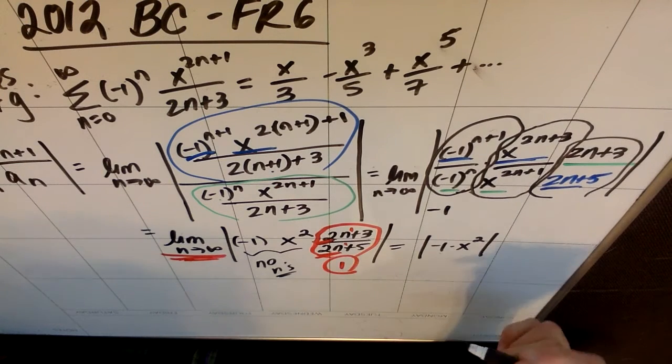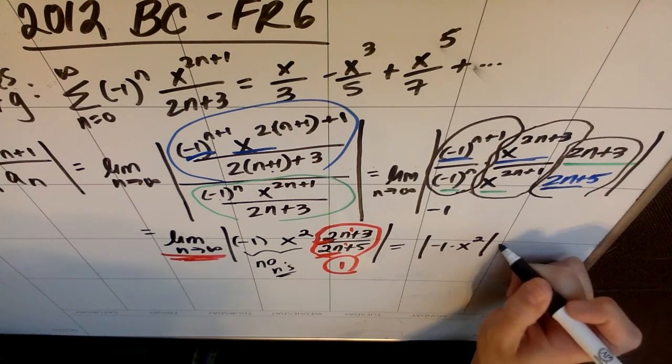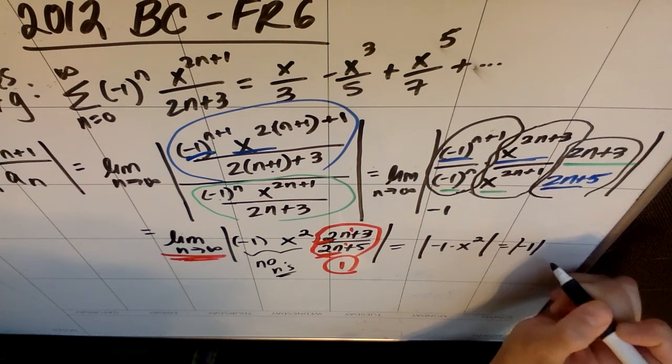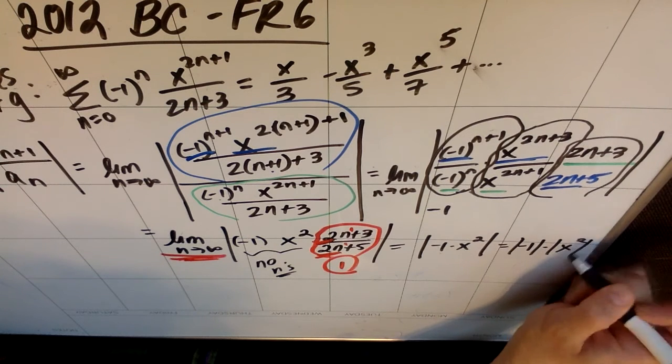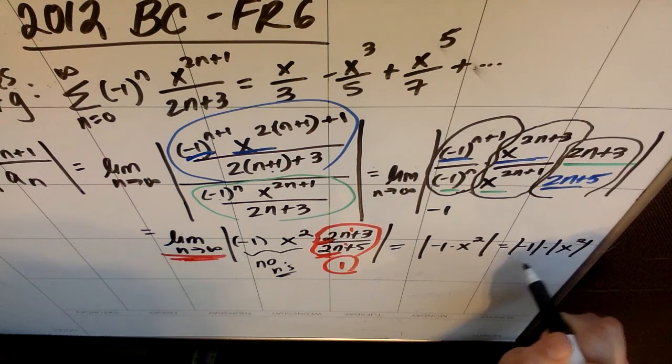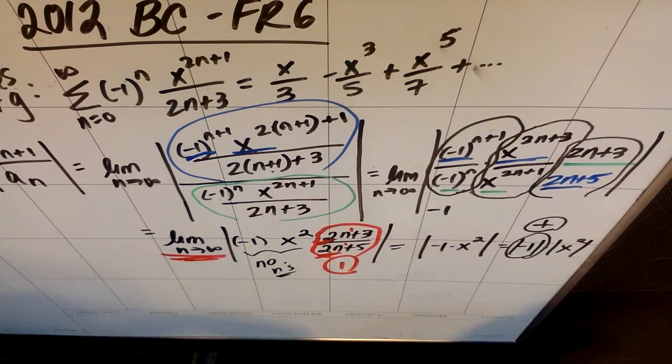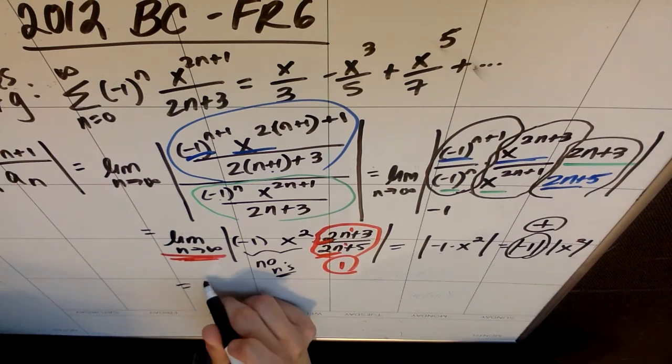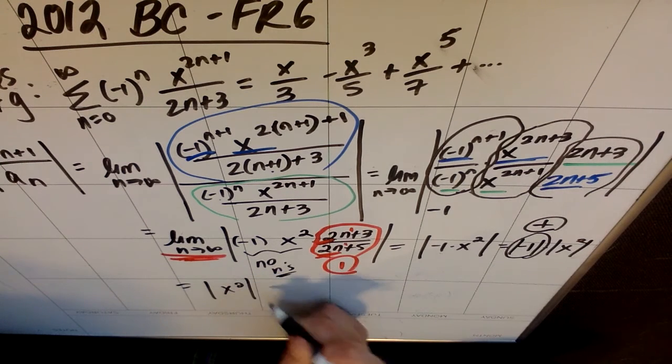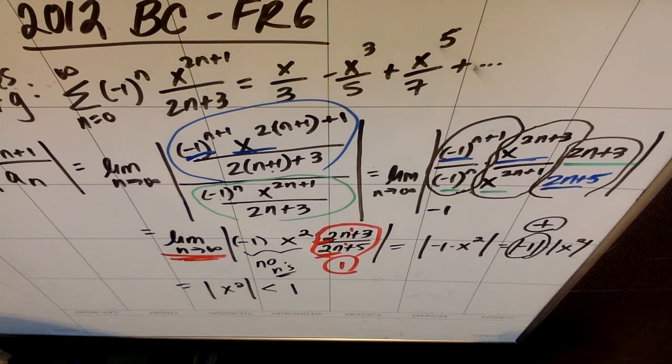But again, the negative 1 isn't really relevant because that's the same as the absolute value of negative 1 times the absolute value of x squared. That's how multiplication works in an absolute value. And this guy is just going to be positive anyway. So after all that work, I end up getting that the absolute value of x squared is less than 1.